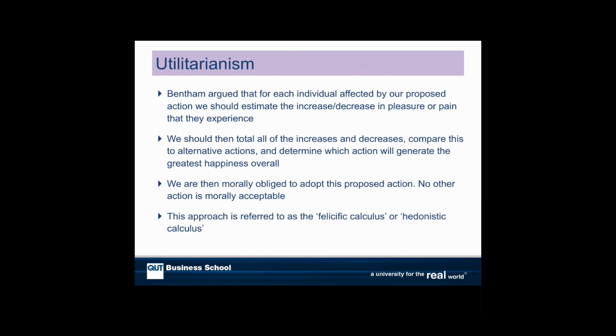So Bentham's arguing that what we need to do is look at everyone who's affected by our decision or action, and then we estimate their increase or decrease in pain. Then we add that up for all of the people. And we do that for all the alternatives so that we can compare behaviour A with behaviour B, or decision A with decision B. And we sum that all up to work out the greatest overall happiness. Then that's the proposed action that we're obliged to do.